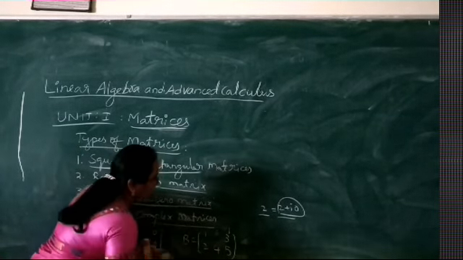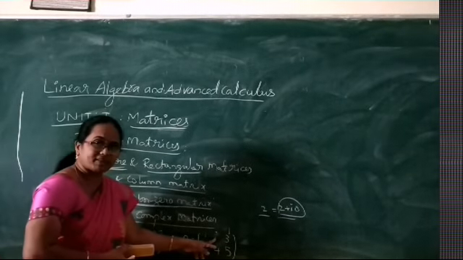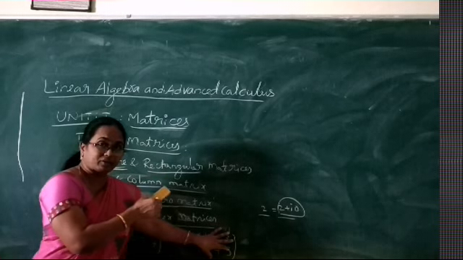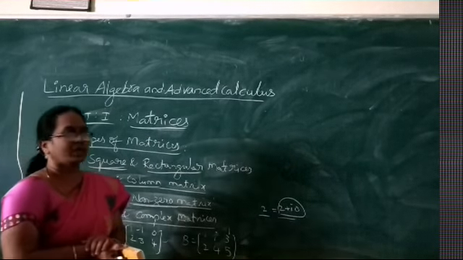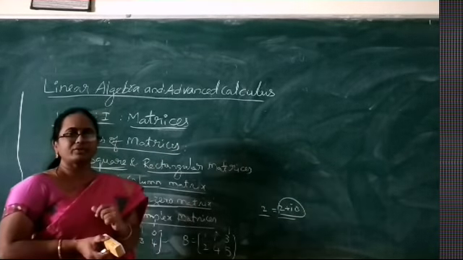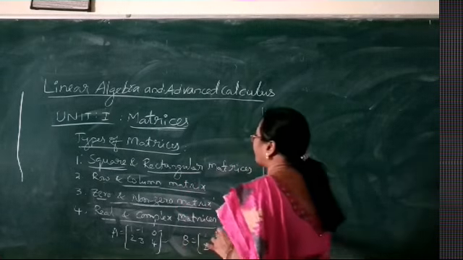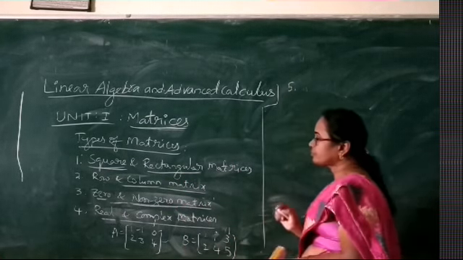For example, if you have in the first row 1, i, 3. i is a complex number. So the matrix becomes a complex matrix only, it cannot be a real matrix. So what is our observation? Every real matrix is a complex matrix, but the converse is not true. Now moving on to the next type of matrix.